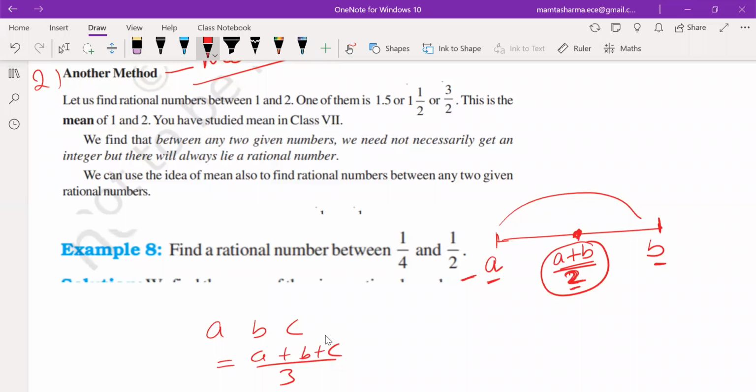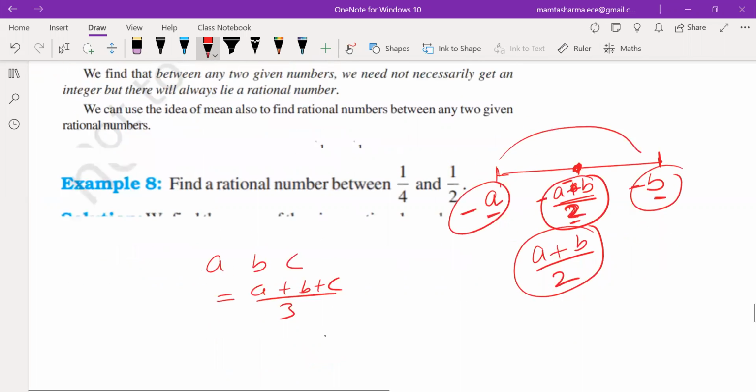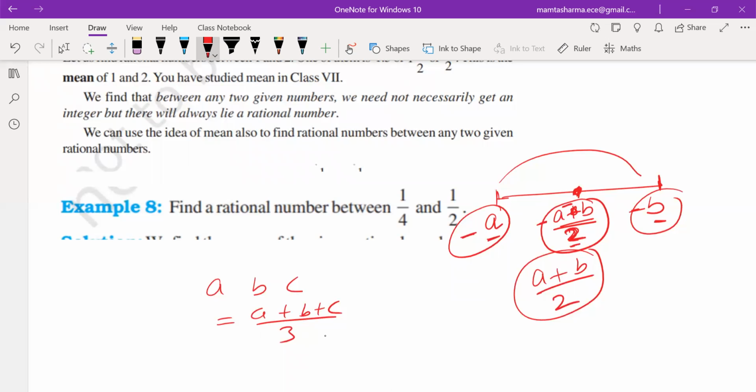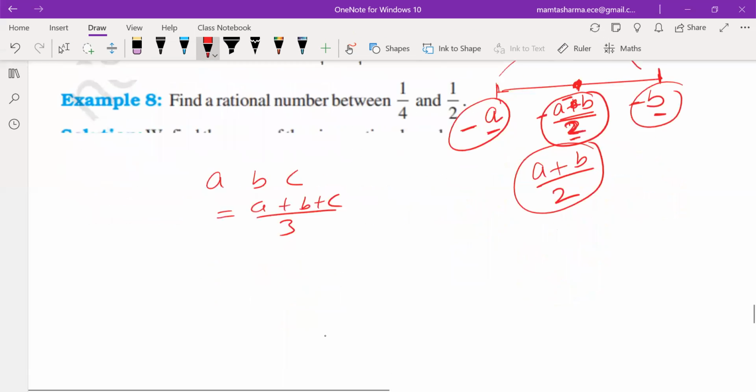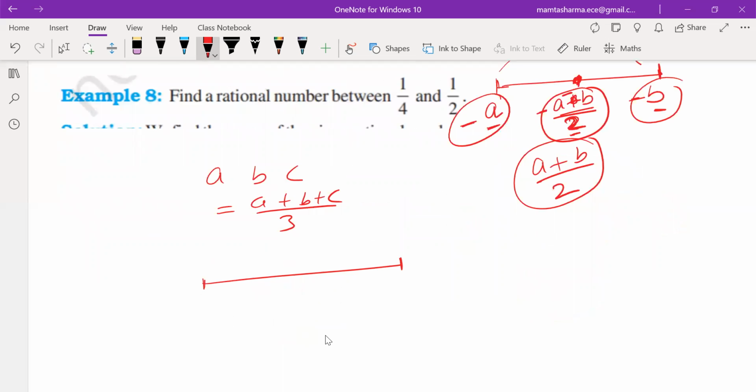If it will be a negative number, write the sign negative over here. If this is also negative, write the sign negative over here. Okay, ma'am. Whatever is the sign of a, b, put that sign. Only you have to add these two numbers and divide by 2. Let's take one example. I will take all the possible signs. I will remove your confusion.